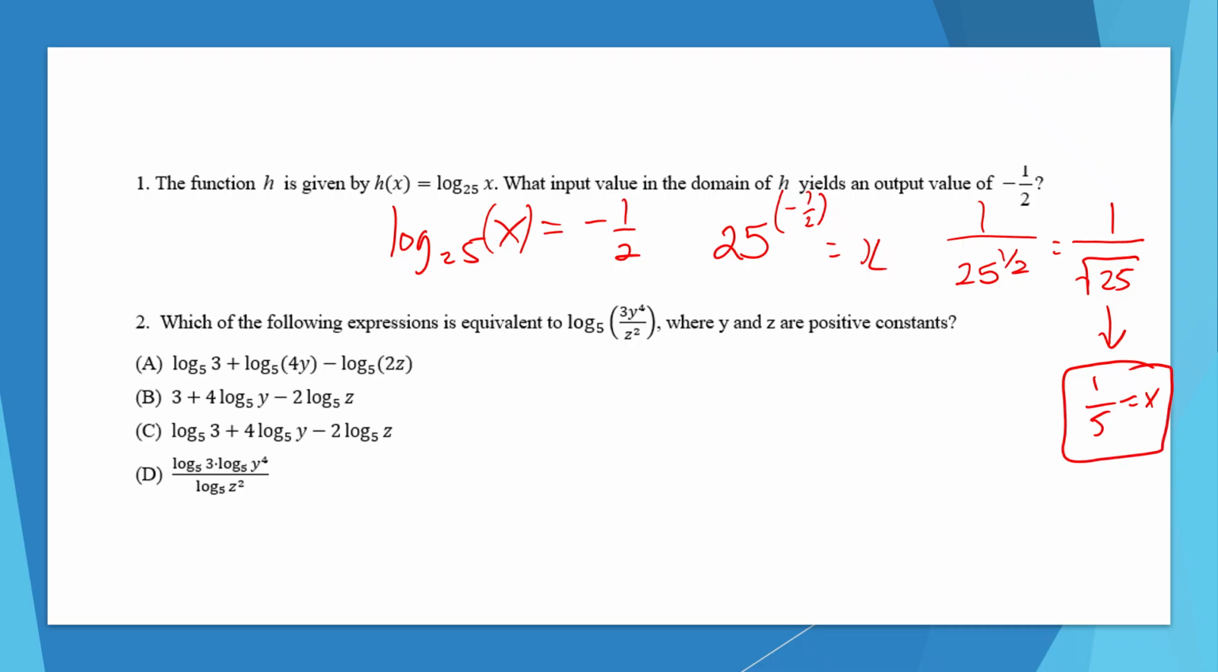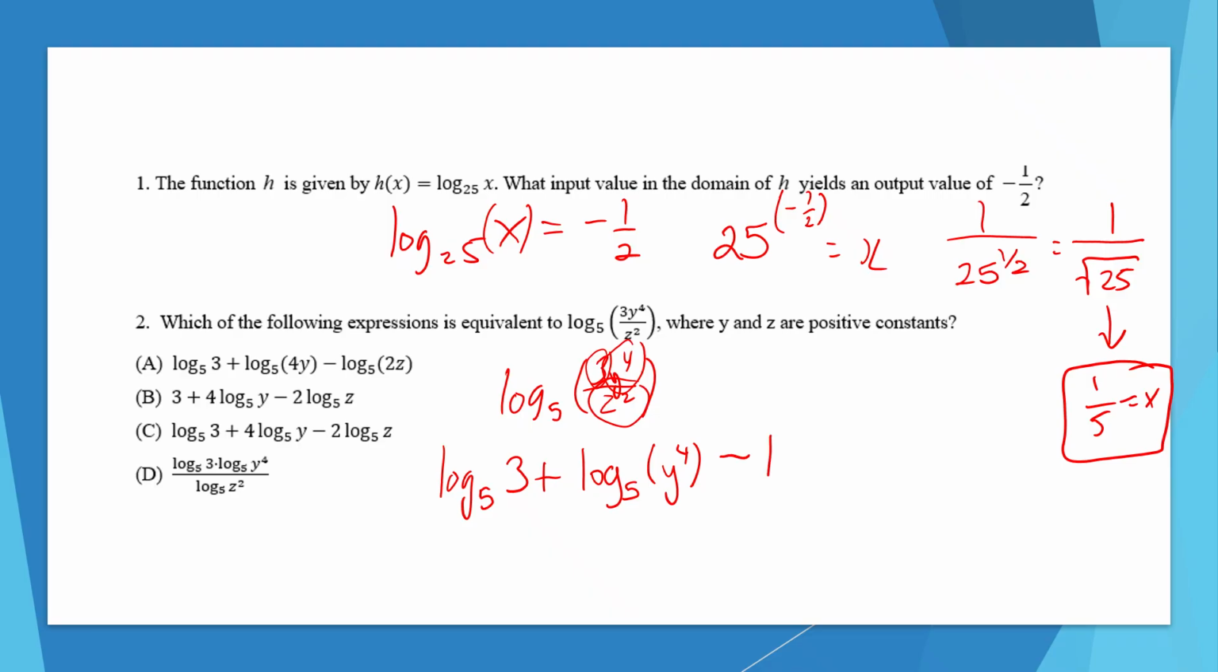For number two, we are expanding log base 5 of 3y to the fourth over z squared. And so this, I'm going to split up into log base 5 of 3, plus this, and then minus this, because z squared is in the denominator. So this is going to be log base 5 of 3, plus log base 5 of y to the fourth, minus log base 5 of z squared, because that is in the denominator, so it's going to get a minus sign out in front. However, that doesn't match any of my answer choices.